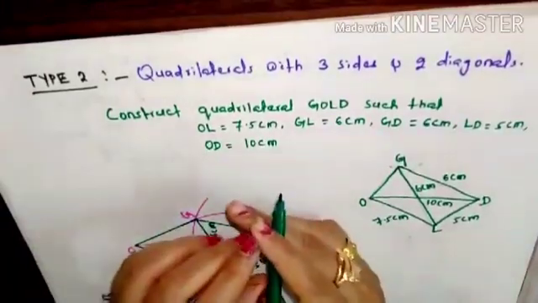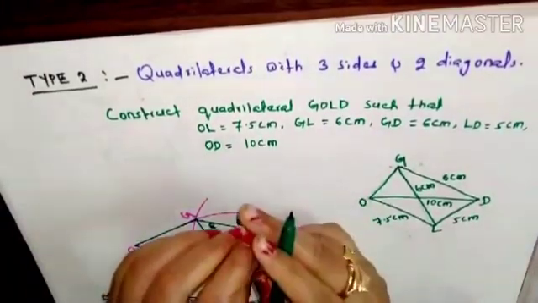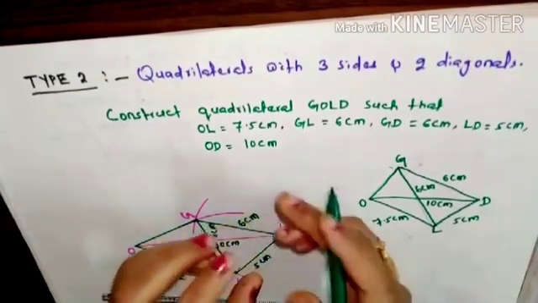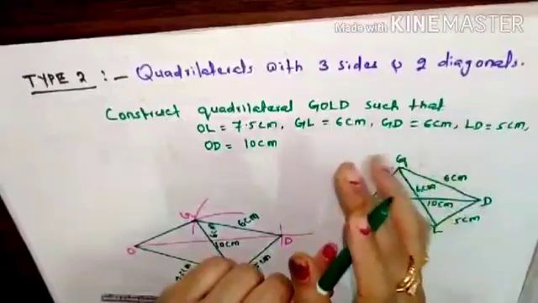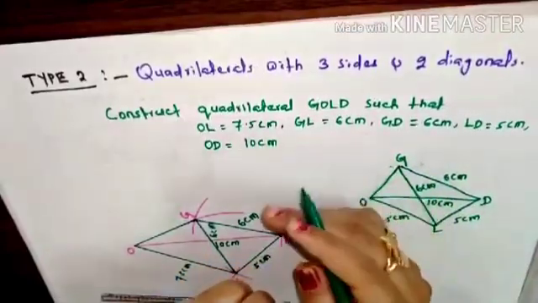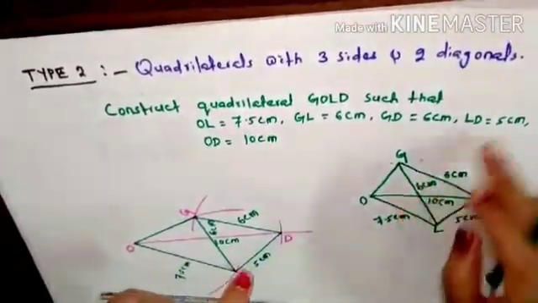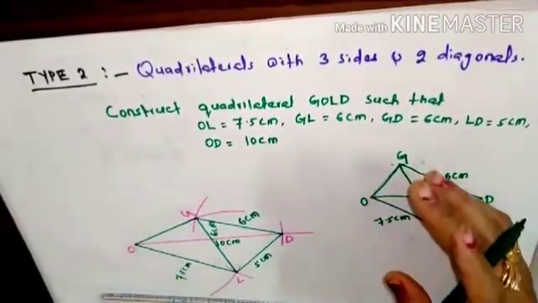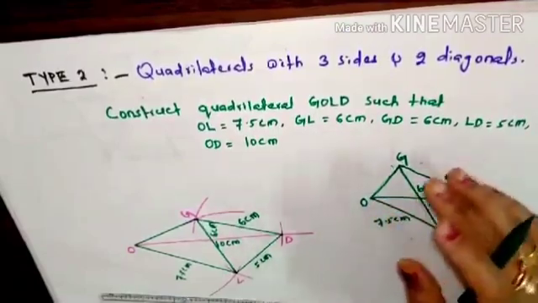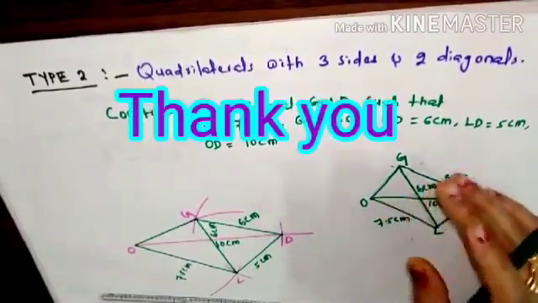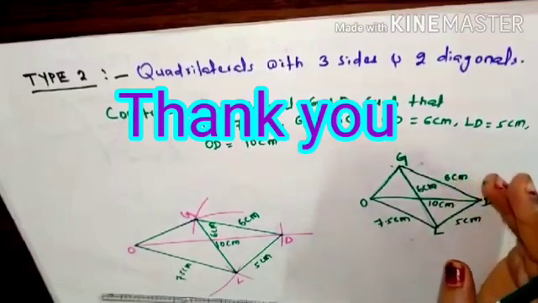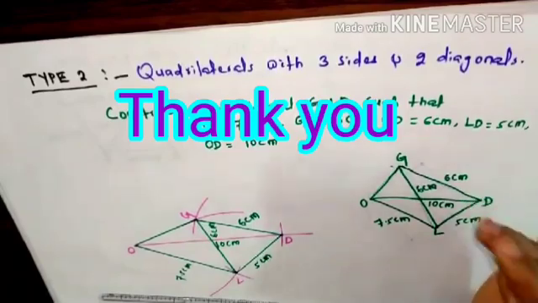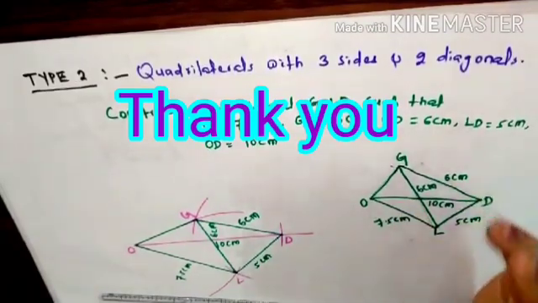So whenever in your quadrilateral 3 sides and 2 diagonals are given, there also your first approach could be to draw one diagonal first. Then draw one triangle in which you know all the sides. Once you have drawn one triangle, your task becomes comparatively easier. In that case, you can take the help of the second diagonal and third side to draw the fourth side. So in this way, you can draw any quadrilateral with any measurement.